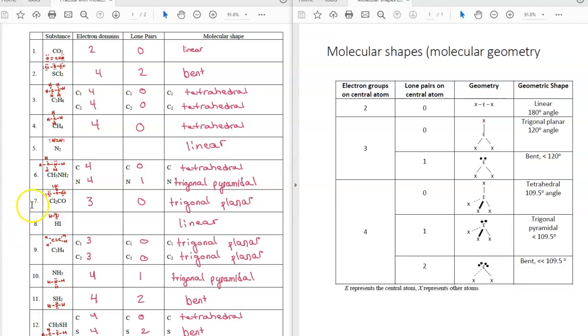Let's take a look at problem 7. The carbon has 4 bonds, but 2 of them are together in a double bond, so it only has 3 electron domains. Again, we don't care about the lone pair electrons on the other atoms, chlorine and oxygen. 3 electron domains with 0 lone pairs means that the molecule is trigonal planar.